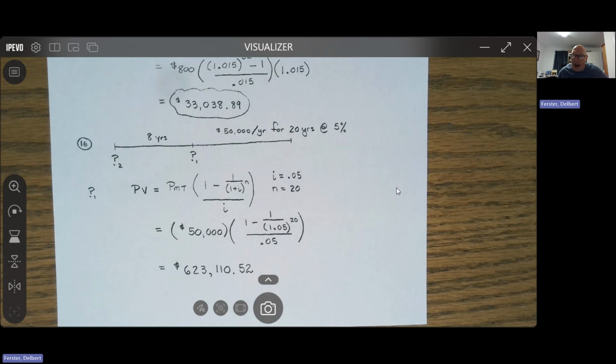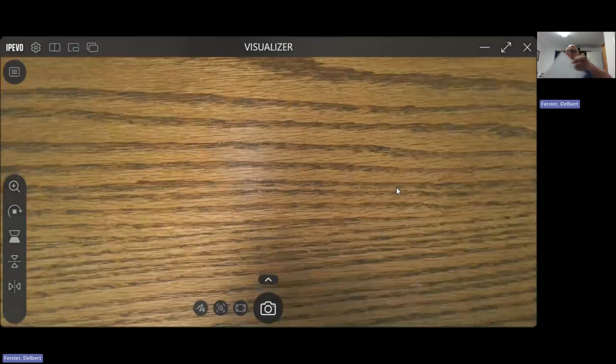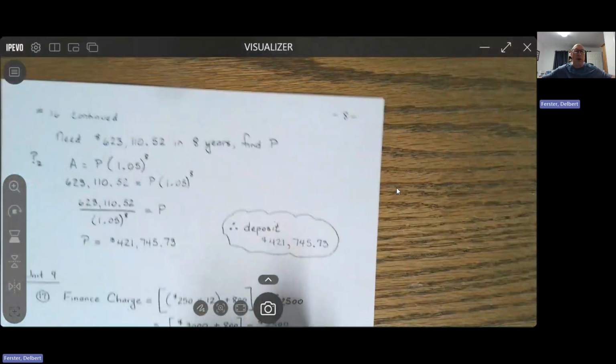So the present value of that annuity to drive that set of payments for 20 years would take $623,110.52. Remember that we're finding out how much now has to be invested right at this instant so that after 8 years, that's how much money we would have accumulated to drive our annuity. So let's go ahead and find the answer to question 2 on the next page of solutions.